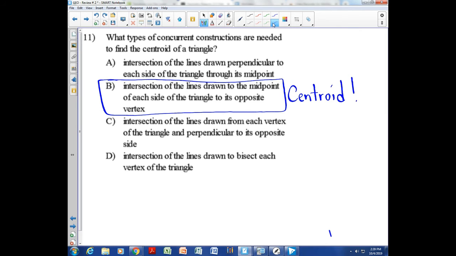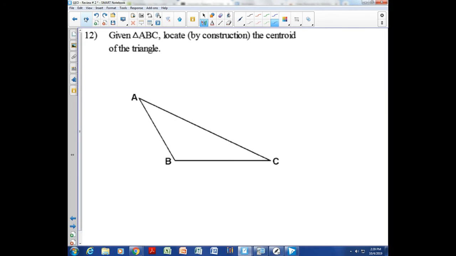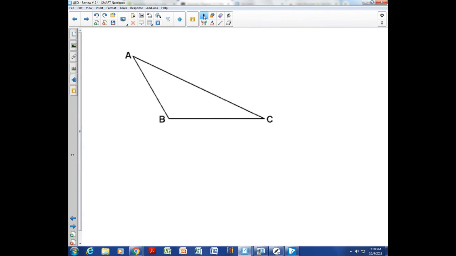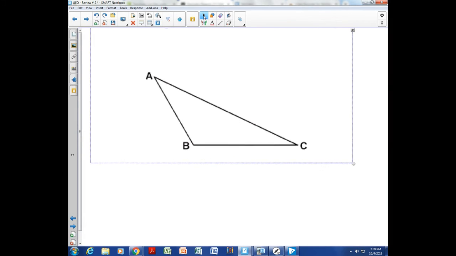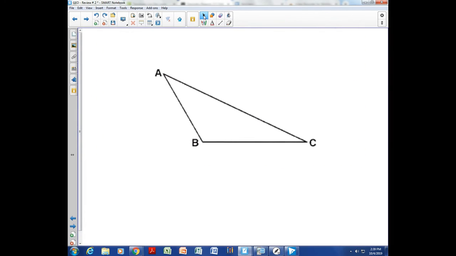All right. So let's make one. Given triangle ABC, locate by construction the centroid of the triangle. Now, I am going to do the shortcut version. Why not? So here, I'm going to just move this up here. Maybe I can make this a little bit bigger. Okay, there we go. All right. Okay, so the shortcut version would look something like this.